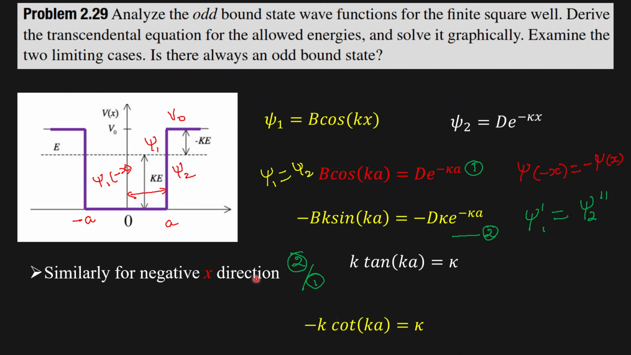Similarly, for the negative x direction, this is very important because you have been asked, is there always an odd bound state? So this is an odd function because you know that psi of minus x is equal to minus psi of x. In the negative x direction, I have derived this also in my theoretical lecture. That is, minus k cot ka is equal to kappa. With this understanding, we will move further.